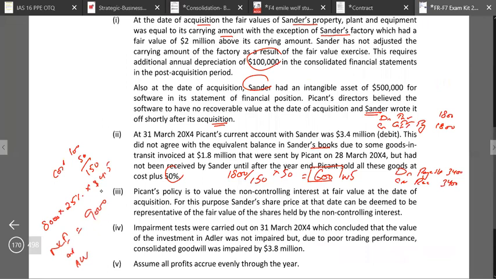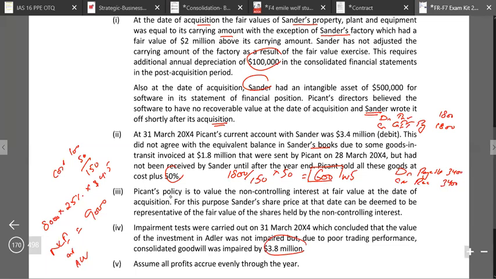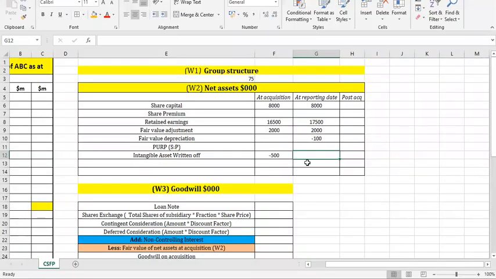Impairment test was carried out, which concluded that the value of the investment in Adril was not impaired, so the associate has not been impaired. Due to poor trading performance, consolidated goodwill was impaired by 3.8 million, so the impairment of goodwill was 3.8. Assume all profits accrue evenly through the year. So this is the question. Now let's come back. Now we're going to finish it.